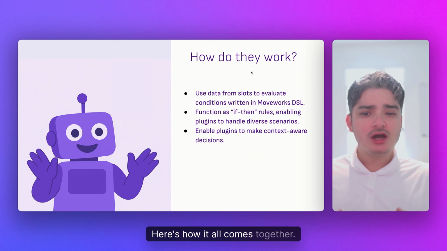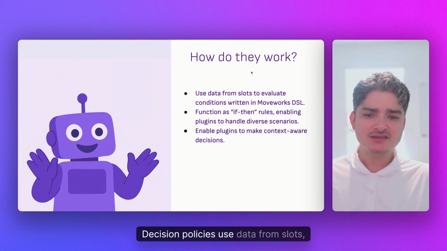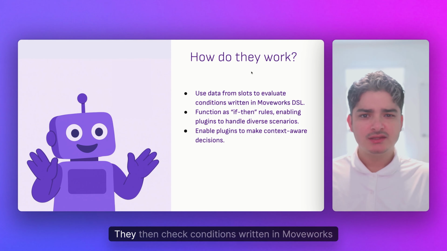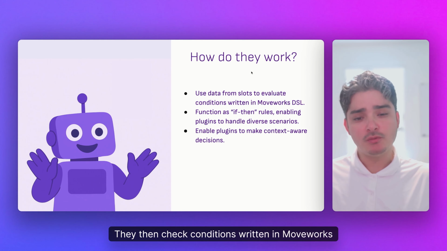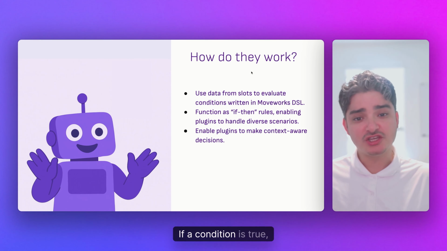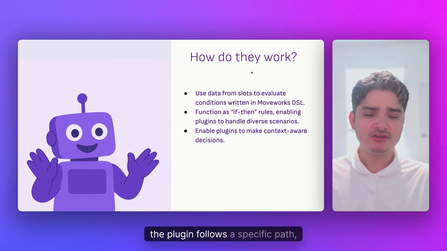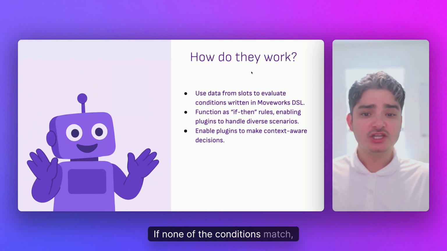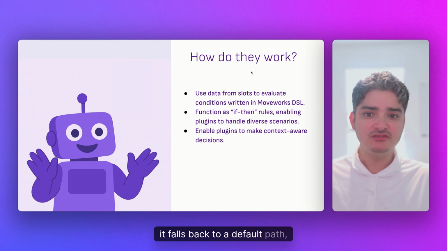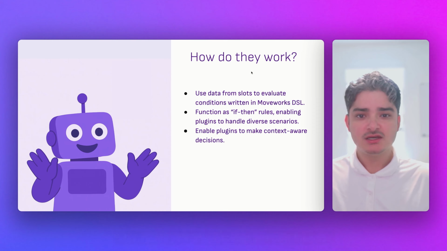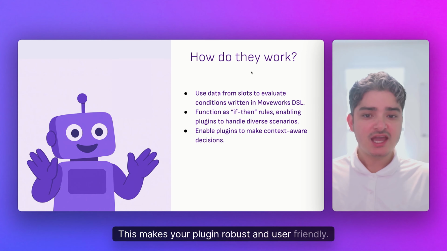Here's how it all comes together. Decision policies use data from slots, like the number of PTO days. They then check conditions written in Moveworks DSL, a simple language for defining rules. If a condition is true, the plugin follows a specific path, like approving the request. If none of the conditions match, it falls back to a default path, ensuring the plugin always knows what to do next. This makes your plugin robust and user-friendly.